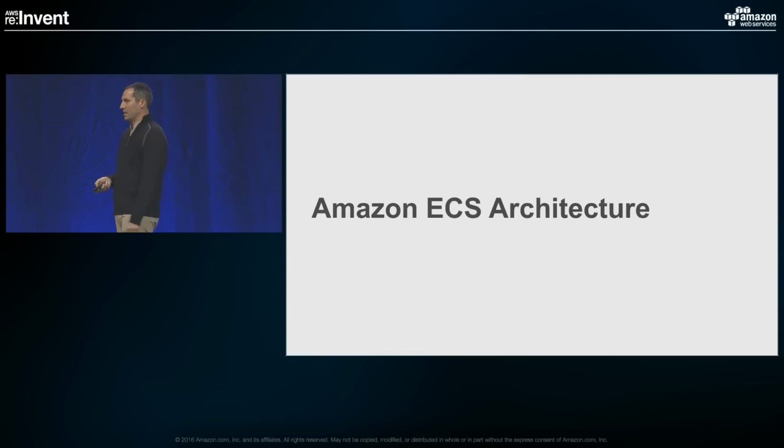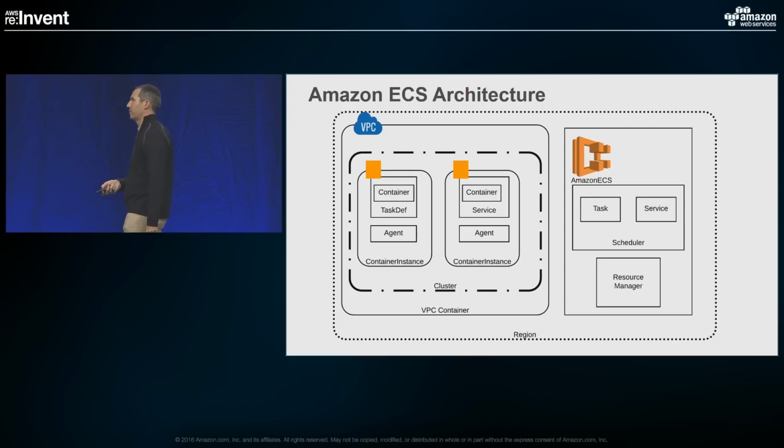So let's look at what the ECS architecture consists of. This architecture diagram shows you really two different sides to the architecture. On the VPC container side, that's what you as the customer run, right? That's your VPC in your account. You've got what we call a cluster, which is really nothing more than a collection of EC2 instances that share some information about the name of the ECS cluster they belong to. That's it, right? Those container instances are nothing more than EC2 instances.